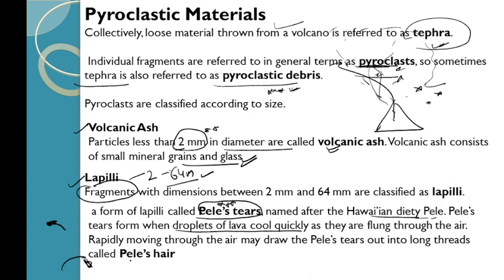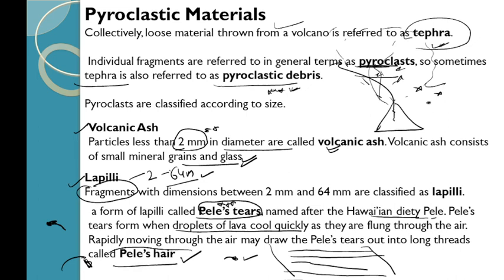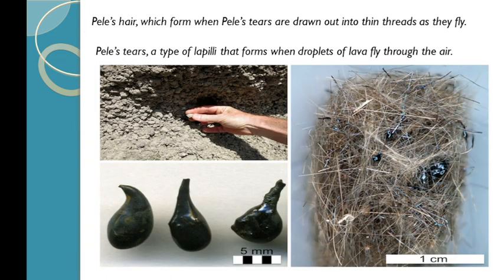This structure is called a Pele's tear. By the way, when lava is moving rapidly, these crystals form and are deposited at the same time. The thread-like structure is called Pele's hair. So Pele's tear, Pele's hair and lapilli, three terms you should know. These are pyroclastic material terms.